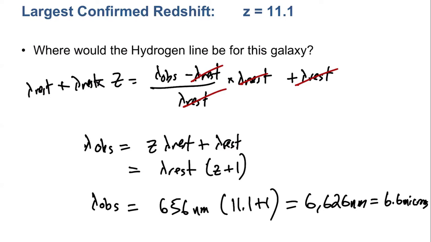or micrometers. A micron is 10 to the minus 6 meters. A nanometer is 10 to the minus 9 meters. And so this is not even in the visible part of the spectrum, or even close to it. This is way out in the mid-infrared part of the spectrum. So again, the farther away these galaxies are, the faster they're moving away from us. Their spectra get shifted way out past where we would even be able to see it without infrared instrumentation.